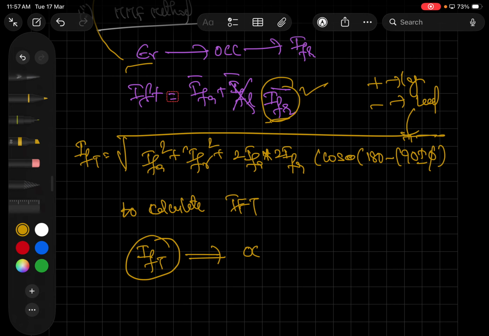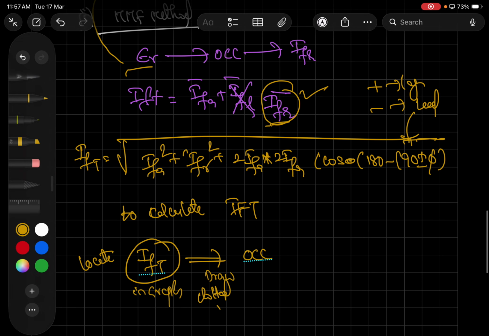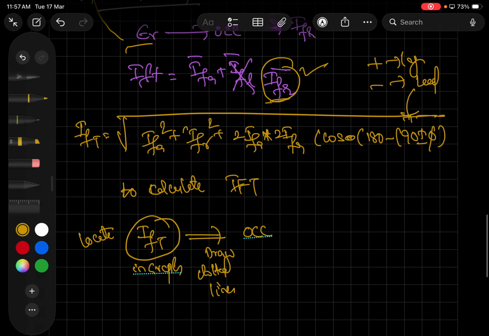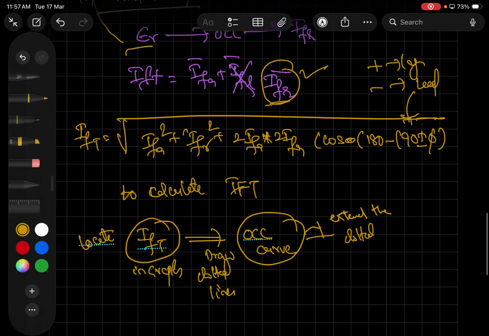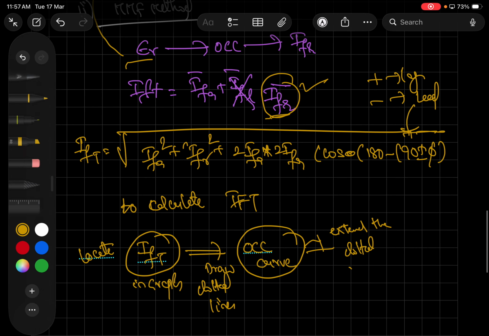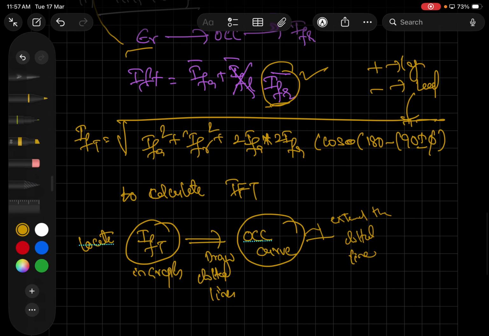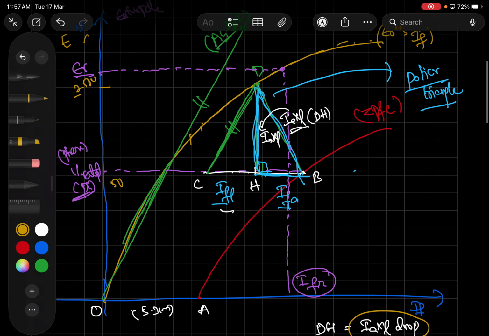Then we have to locate IFT in the graph and draw dotted lines onto the OCC curve here, and from that again extend the dotted line onto the y-axis, and there you will get the final value as E0. Let's try to show the same from the graph also. So I'll try to use one more color here.